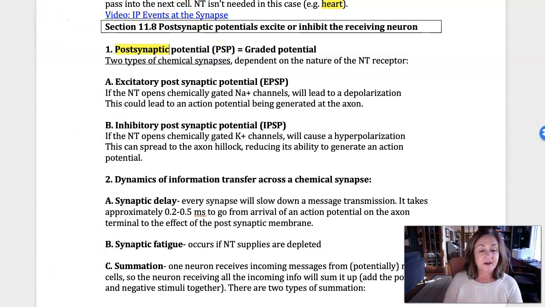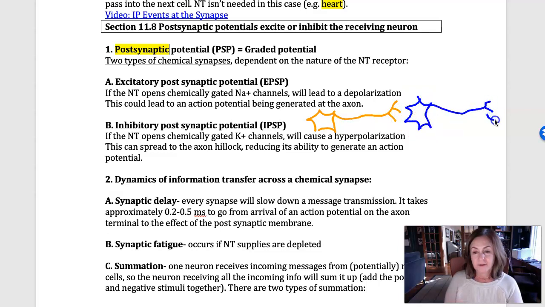So let's see if this makes sense. I'm going to draw on this and then I'll erase it. So if I had one neuron that synapses with a second neuron, neuron number one, I would call that the presynaptic cell, right? So here's the presynaptic cell. And then we'd have the synapse, the synaptic cleft, in between the two. And then that second cell in line, I call this the postsynaptic cell.